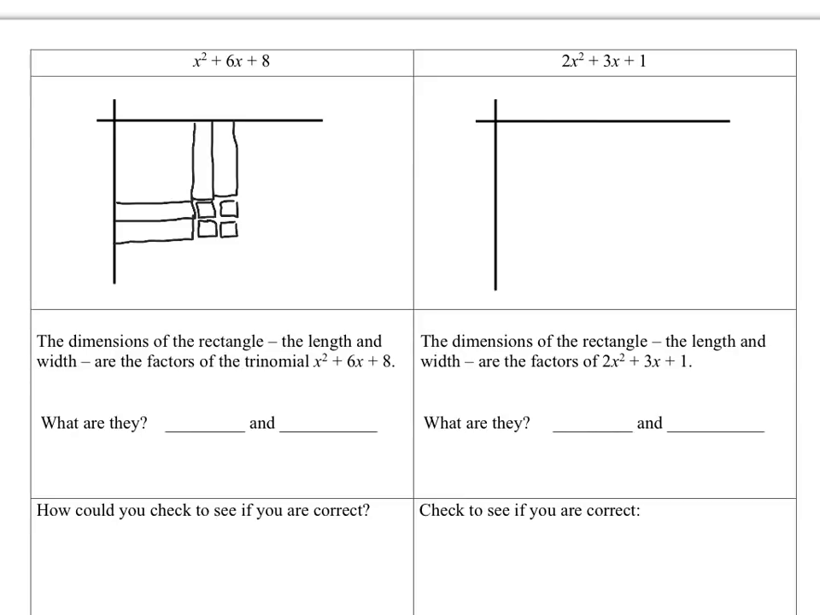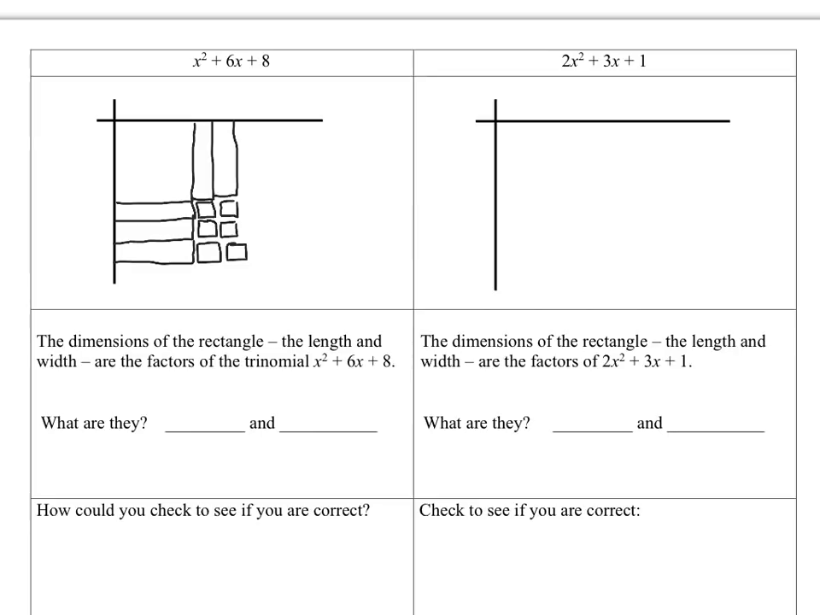I need 8 ones, right? Because we're trying to get to this right here, 6x plus 8. Right now I have x squared plus 4x plus 4. So let's go ahead and add another x, right? Let's say I put another x right here. If I do that, that adds room for 2 more ones, right? So now I have 2 options. I now have 5 x's, and I need 6 x's.